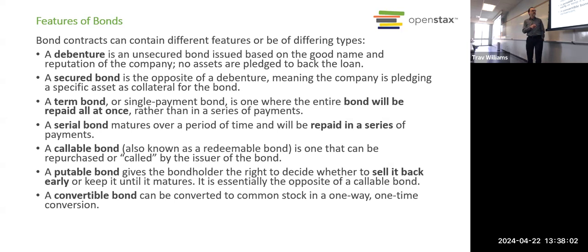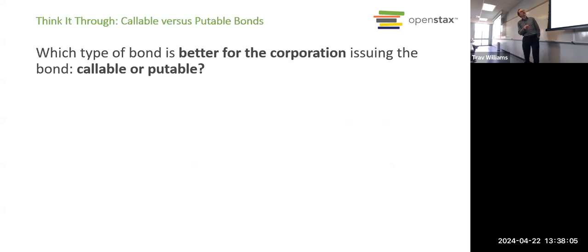So callable versus puttable. Which is better for the corporation issuing the bond? A callable bond or puttable bond? Callable. You're right. And why is that, Julian? Because they can take it back if they expect a better opportunity. Exactly. Because it gives them the power to call back that bond, right? If they issue puttable bonds, that gives power to the investor. Now, why would a corporation do that? If they're better off with callable bonds, why would they sell puttable bonds?